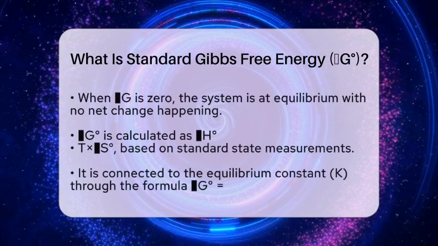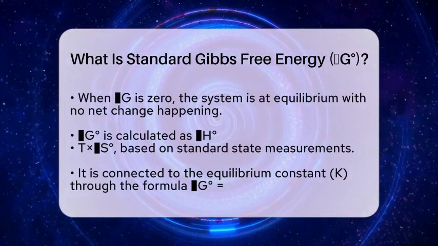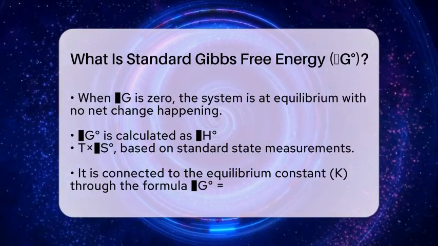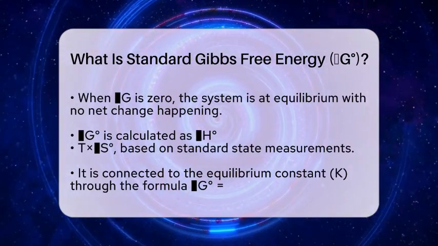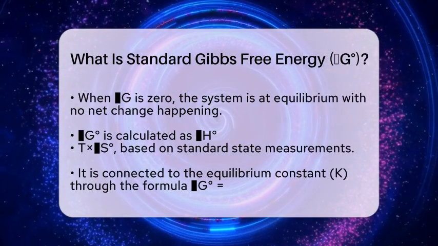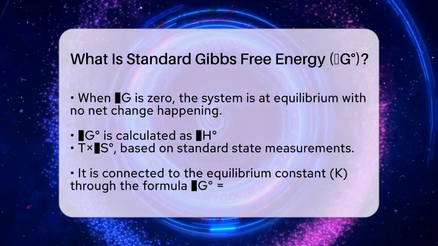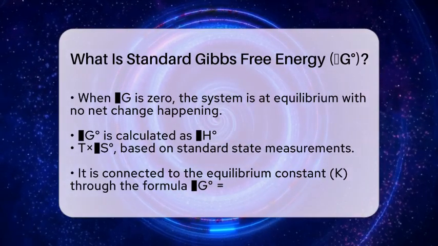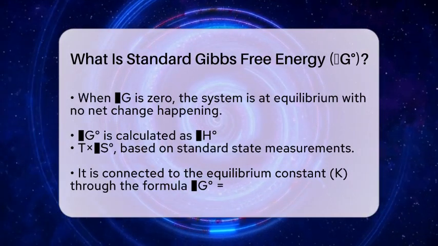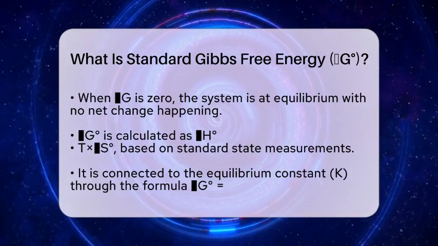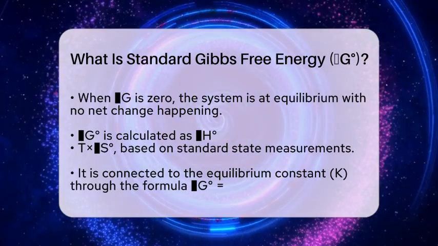Now, standard Gibbs free energy change, ΔG°, is calculated under standard conditions. It's based on the changes in enthalpy and entropy at those conditions. The formula is ΔG° equals ΔH° minus T times ΔS°, with both ΔH° and ΔS° measured at standard states. This value helps predict whether a reaction will favor products or reactants when everything is set to standard conditions.